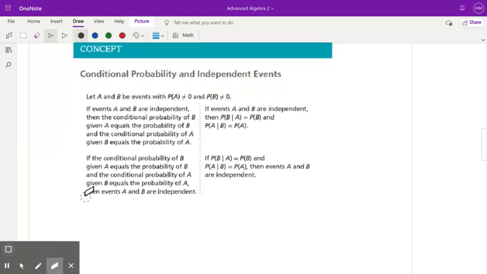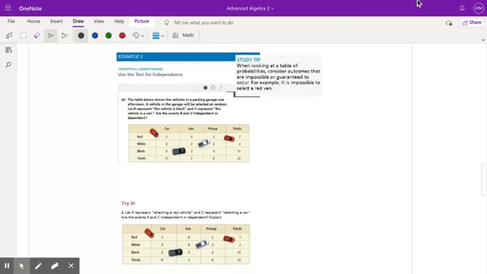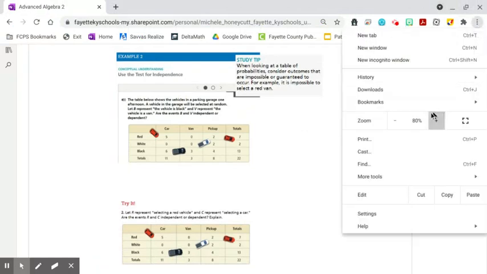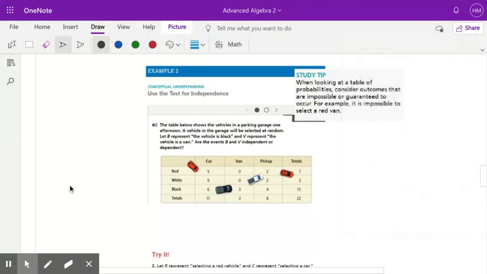So we will look at an example involving that, example 2. Again, on example 2, you're going to need to pause the video and I'm going to zoom in. Pause the video and copy down this chart because it's not in your workbook. So pause, copy it down. The table below shows vehicles in a parking garage one afternoon. A vehicle in the garage will be selected at random. Let B represent the fact that the vehicle is black. Let V represent the vehicle is a van. Are the events B and V independent or dependent?